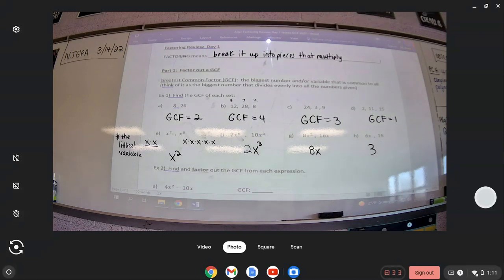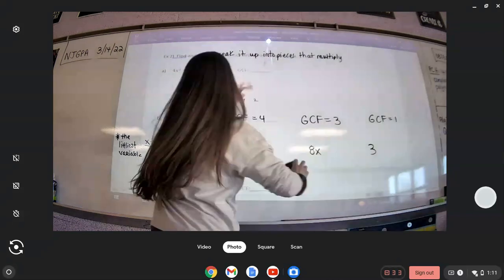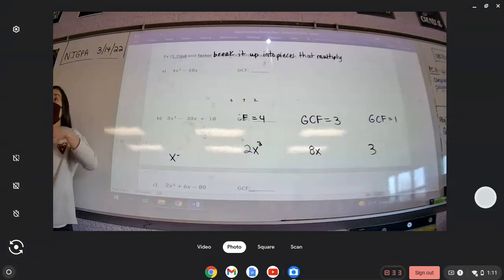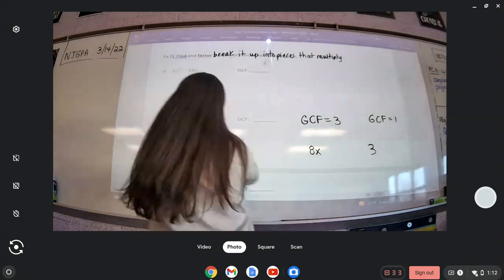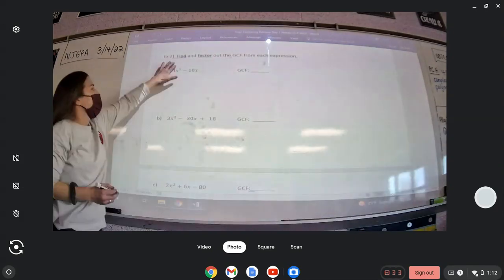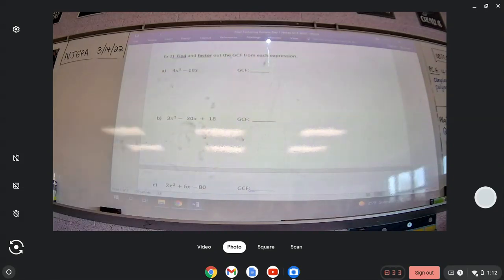All right, let's do it. I tried to make it organized for you, so I put this little GCF line. We're going to find the GCF and write it there, but that's not our answer. We have to factor these expressions. We have to break them up into pieces that multiply. I think I changed the directions on yours, so they say factor each expression using the GCF, because I want you to get used to seeing the directions factor. So when you see factor, you think, okay, I'm going to break it up into pieces that multiply. All right, here we go.